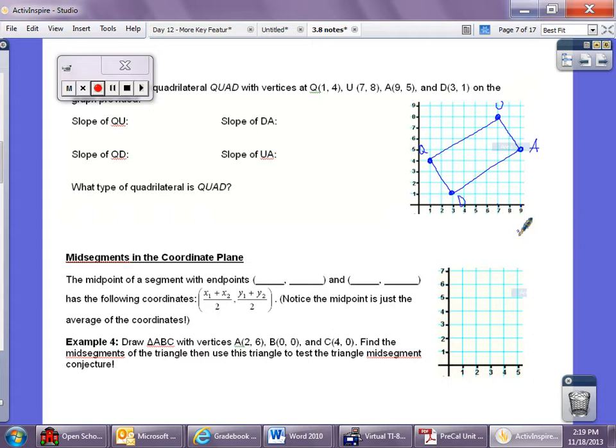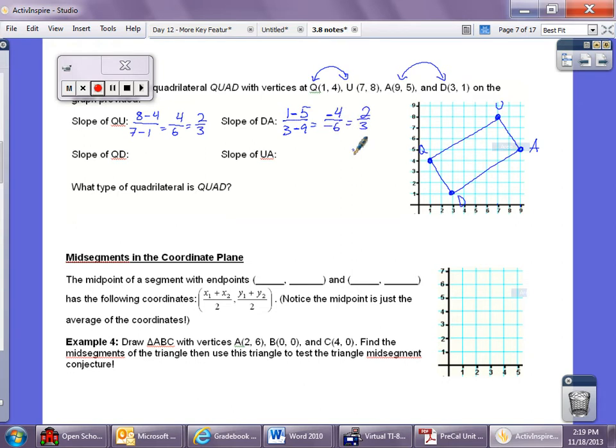So slope of QU. Here's Q and U. So we have 8 minus 4 over 7 minus 1. That's 4 over 6, which is 2/3. Slope of DA. Well, here's D and A. So 1 minus 5 over 3 minus 9. That's negative 4 over negative 6. Two negatives give you a positive. Slope of 2/3.